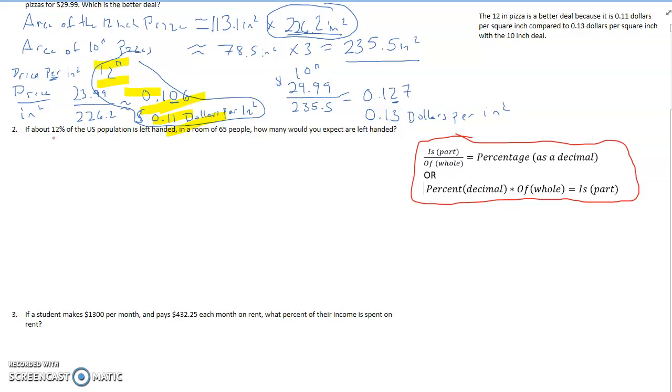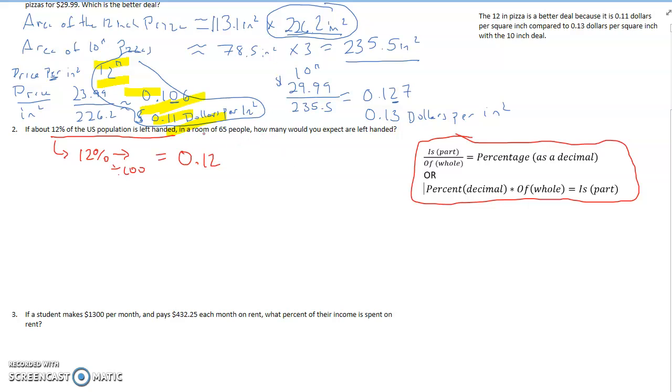So we can see in this case it says 12% of the U.S. population is left-handed. The first thing we really want to make sure we do here is take that 12% and get that written as a decimal. How we take a percentage and write it as a decimal is we divide by 100. So 12 divided by 100 is equal to 0.12.